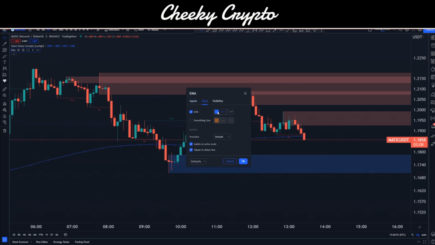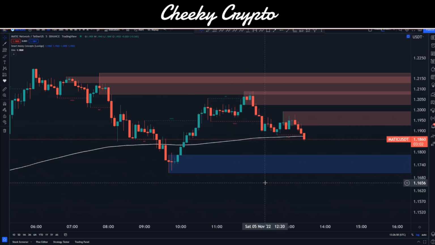Okay, and we're going to come over to the style. We're going to make it white, and I'm going to make it slightly bigger so I can see it a little bit easier. And I'm going to click OK. Perfect. So here we have the 200 EMA. Now, the 200 EMA for most people is a trend indication. It shows you whether you should be bullish or whether you should be bearish, right? So the reason that you'd have this on the chart is to help us make more informed decisions over what we are going to trade.